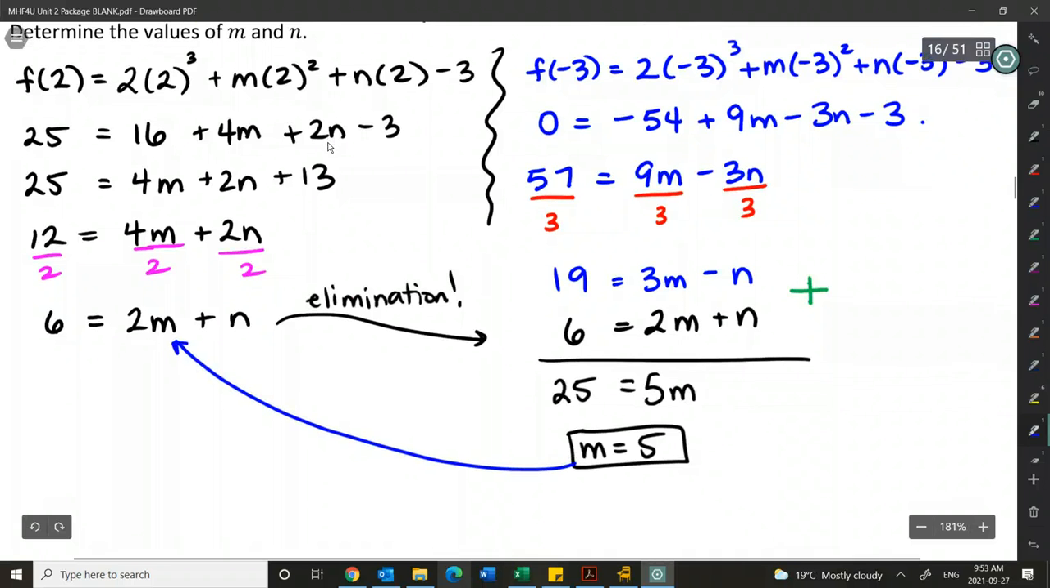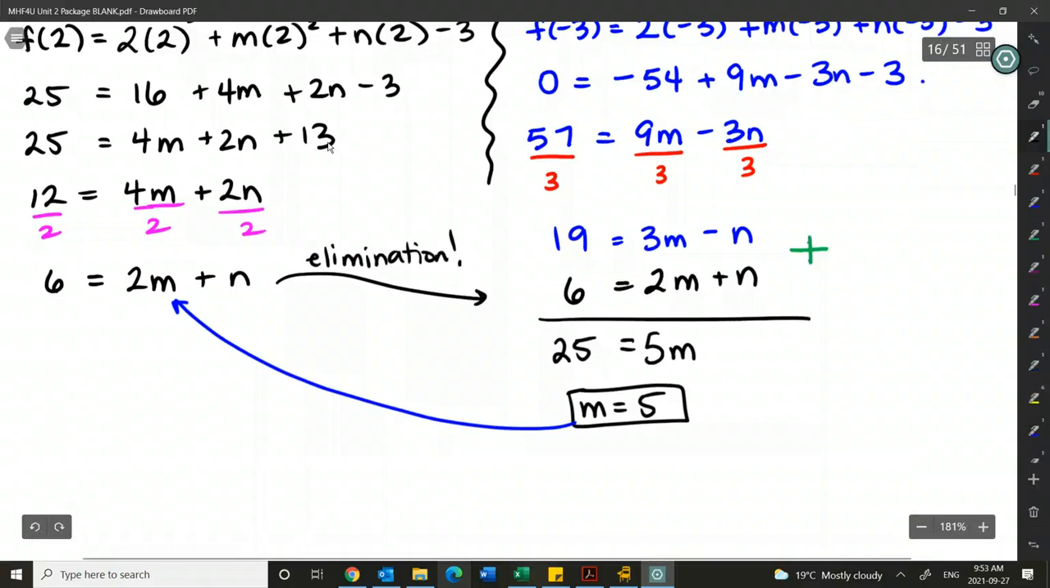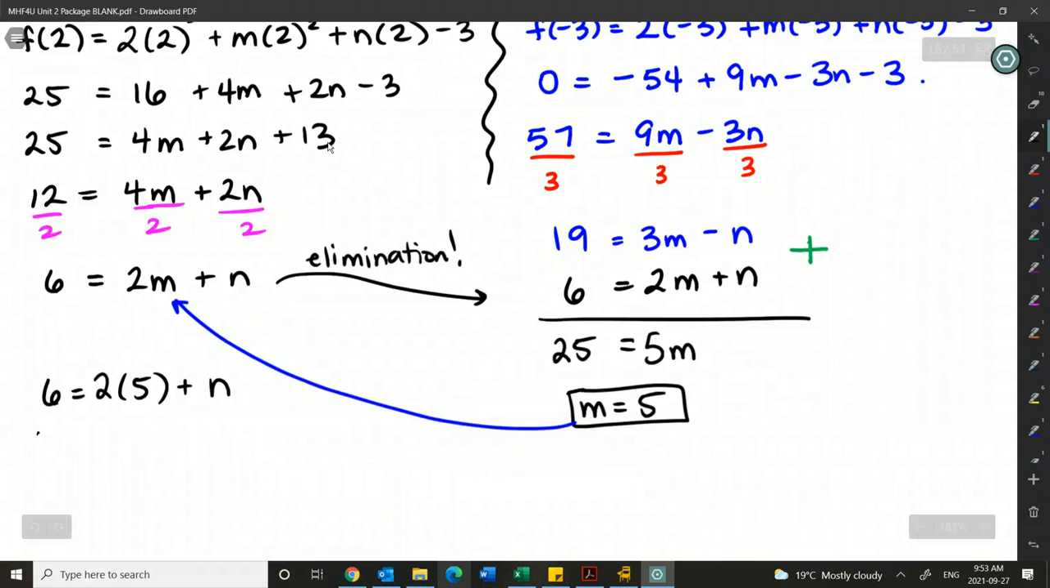So I'm just going to sub it back into the first one there. 2 times 5 plus n. And we're going to get 6 minus 10 equals n. So n must be 4. Sorry, negative 4.